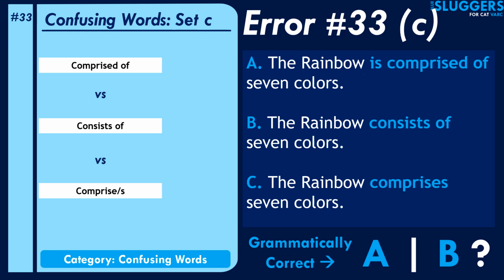So the first sentence is correct: the rainbow is comprised of seven colors. The second one says the rainbow consists of seven colors. Yes, even that is correct. The usage of the preposition of here makes sense. Finally, the rainbow comprises seven colors. If you're using comprises, obviously you don't have to use prepositions here, so you can simply write the rainbow comprises seven colors. Thus all three sentences, A, B, C, are correct, and I hope you've understood the difference of usage between these three words and the other words that we discussed earlier.